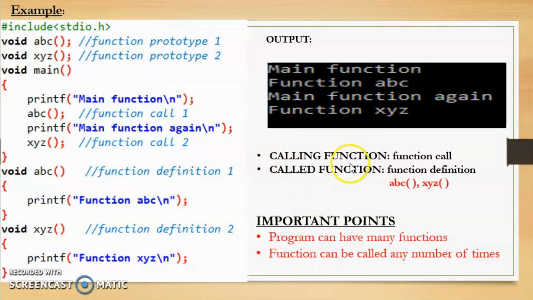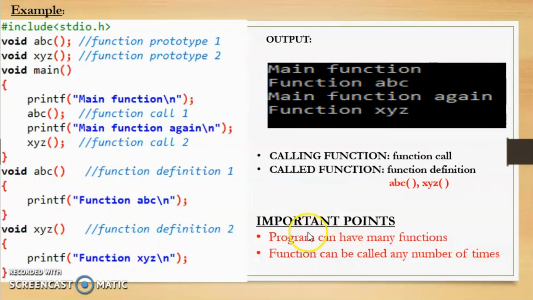So let us see which is the calling function and the called function in this code. Now as we had seen, calling function is the one which has the function call. Now in this code, the call to function abc and call to function xyz is present inside the main function. So the main function will be the calling function. And called functions are the ones which have the function definition. So over here, this abc function and this xyz function will be the called functions.